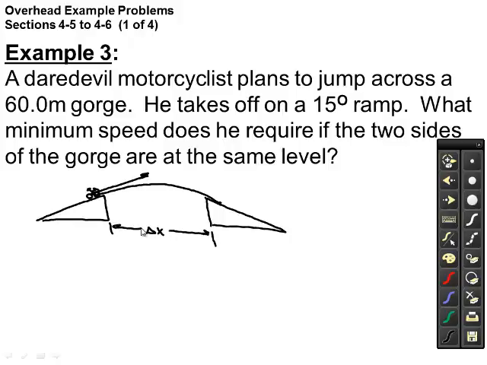Okay? So once again, I'm going to assume he launches and lands at the same level. Makes our lives a little simpler. Delta X, 60 meters. The angle of the initial velocity is the same as the angle of the ramp. 15 degrees, which is kind of a shallow ramp now that I think about the problem.